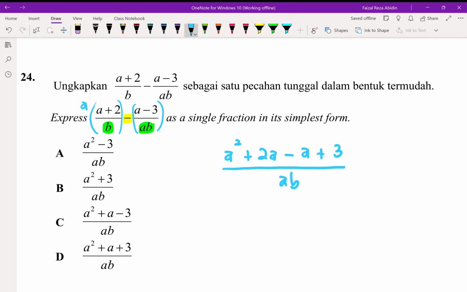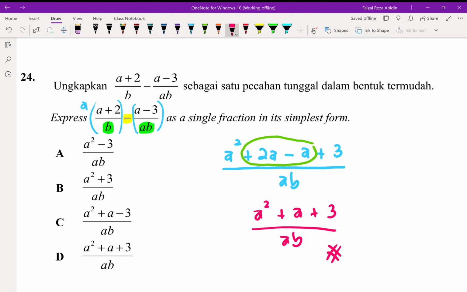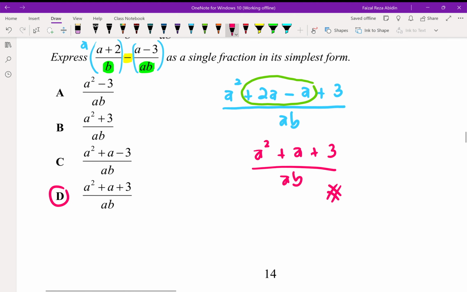Okay, so what must we do here? I'm going to combine like terms. Kan? Oh, careless. Saya careless. A square. So, 2a minus a, I'm going to get plus a plus 3 over ab. Finish. Jawapan dia? C. C? Enggak. D. Can class? Can. Oh, lepas tu dia cakap C sebab minus. Careful, careful.